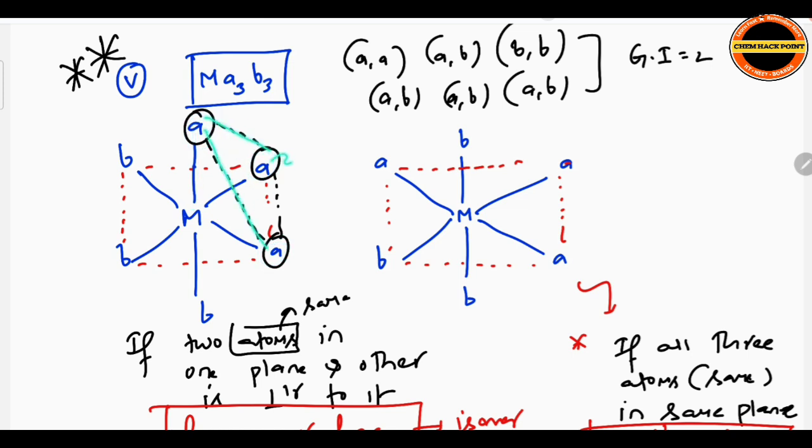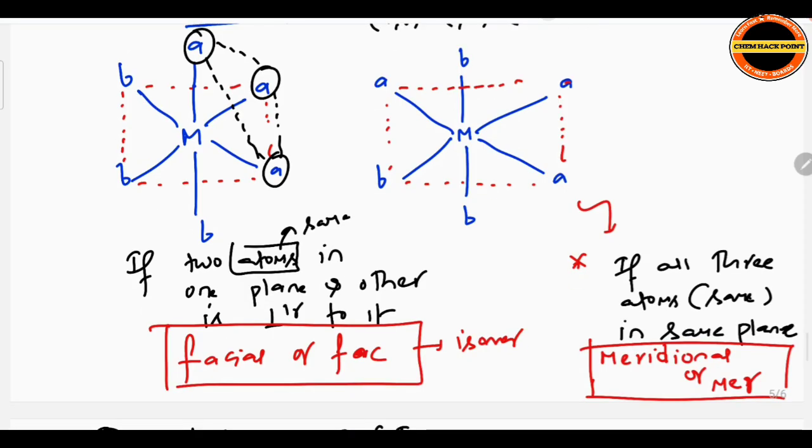Such 3 ligands, if they satisfy this condition, then this type of isomer is known as facial isomer or FAC isomer. Facial isomer or FAC isomer.